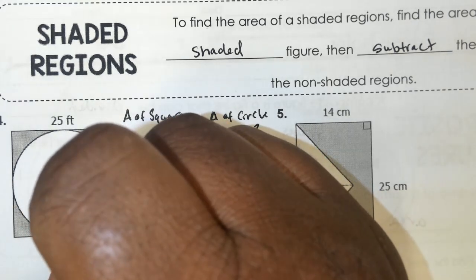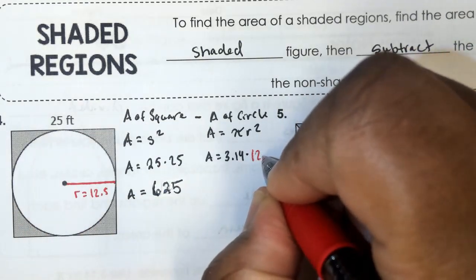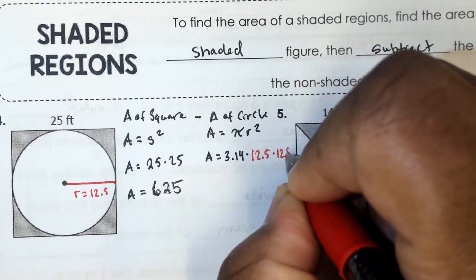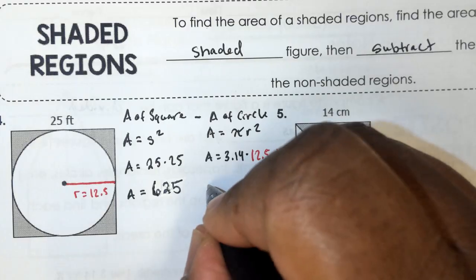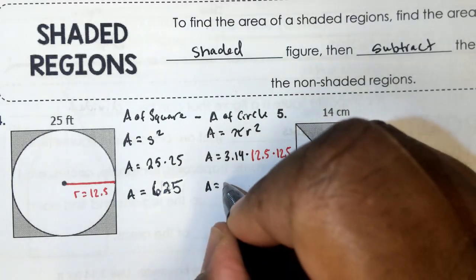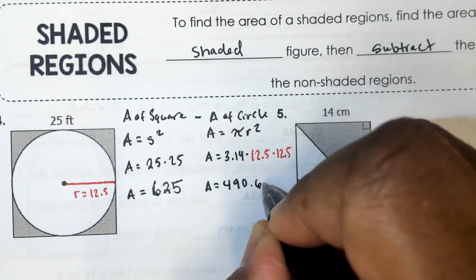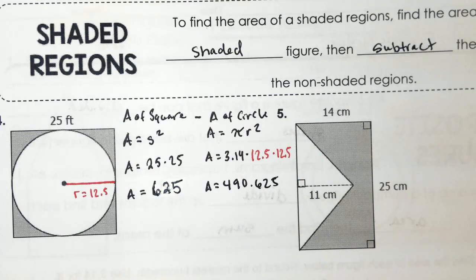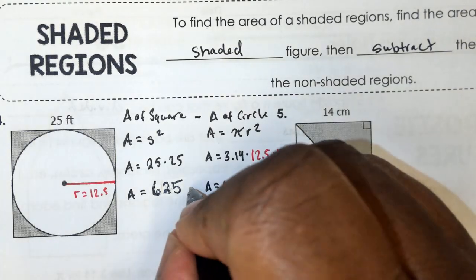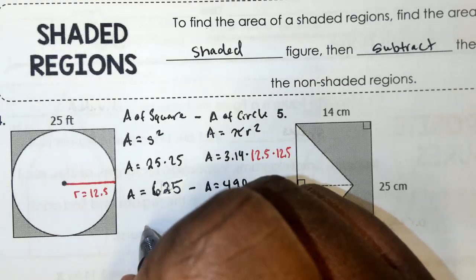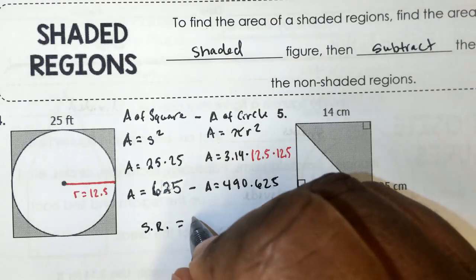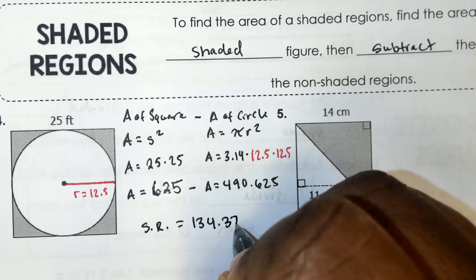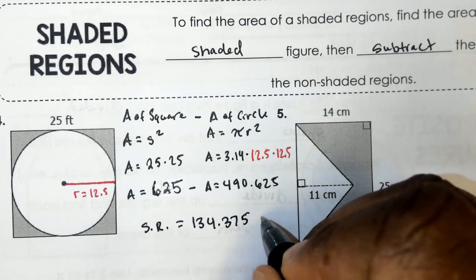12.5. So times 12.5 times 12.5. We're not rounding that decimal either. Yeah, 490.625. After that, we want to find the shaded area, so we are subtracting these. Get our shaded region. $134.375. This will be feet squared.